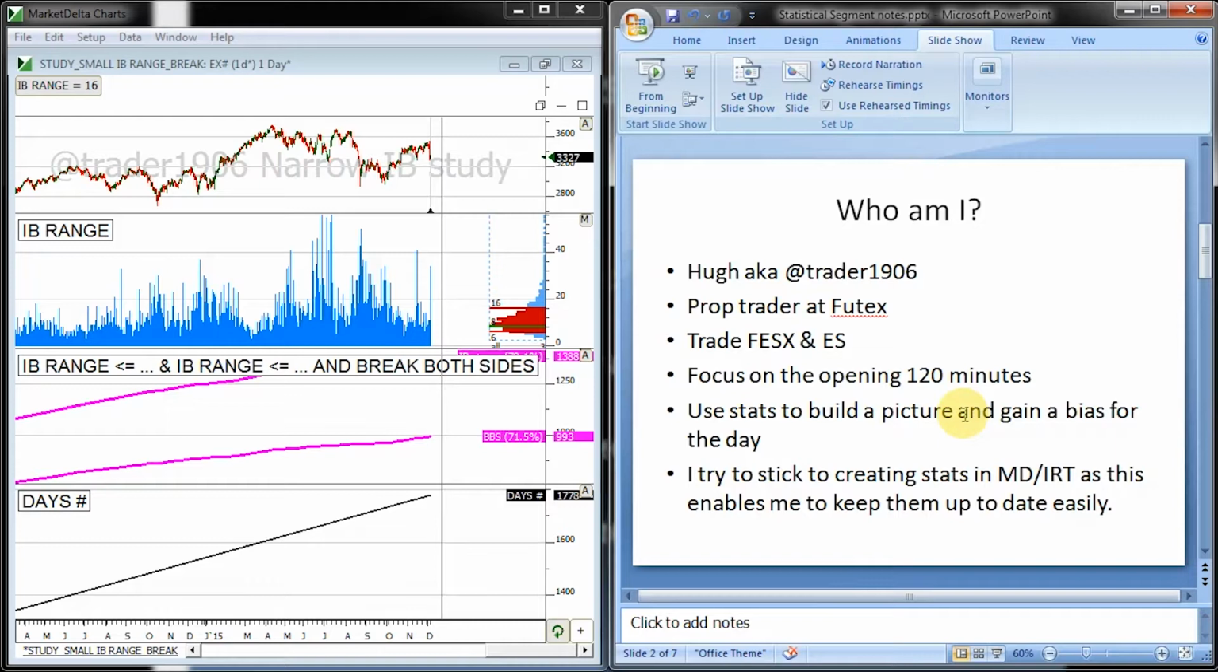I use Market Delta or Investor RT to create the statistics because they keep up to date. They're very fast. If I want to change them, do them on a different product, I can just do that quickly. And again, if you create a study in Excel, then as soon as you've done it, it's out of date. So you have to keep redoing the whole study, which takes a long time.